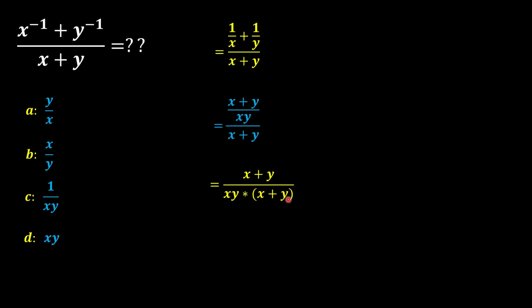Now this x plus y and this x plus y will cancel out together, and as a result after cancelling both of these values we will get 1 over xy, and this is the right answer for this expression. So here the right answer for this expression is C.